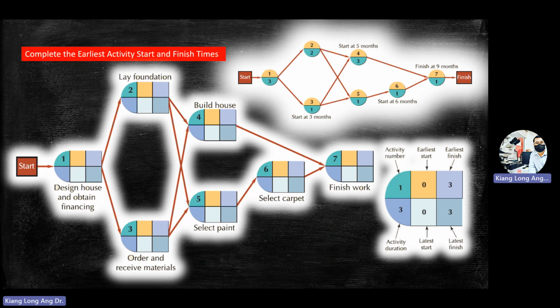Okay, once you draw it, fill in the activities, already given: 1, 2, 3, 4, 5, 6, 7. Next, you fill in the purple color one. The purple color you copy from the diagram. If you don't know what the purple color is, what you need to fill in here, it means you missed the class. It means you don't understand the diagram on the top right.